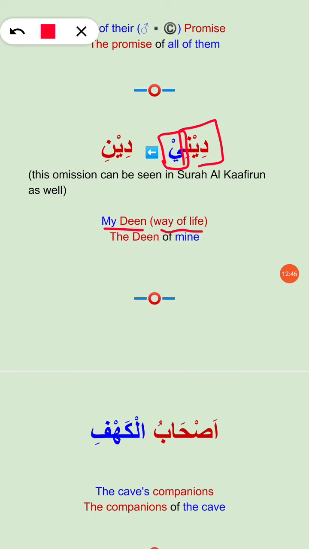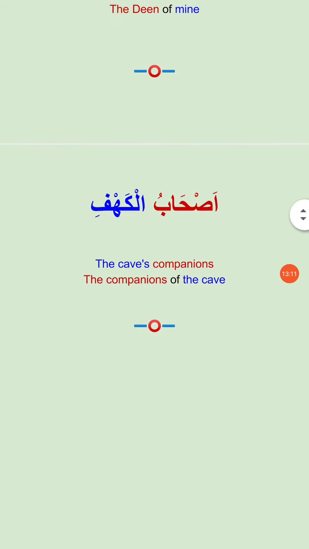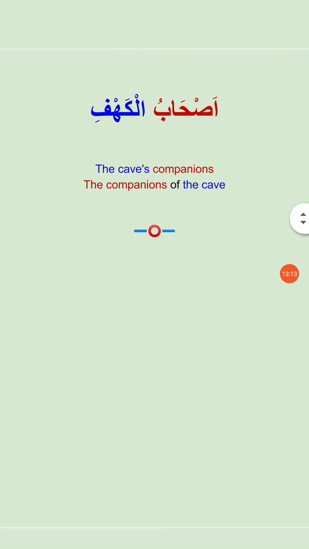Once again, this ya mutakallim gets omitted, and you will find it this way, dini, and this can be seen in Surah Al-Kafirun. Lakum dinakum waliya dini. This is what's written, but actually it signifies this. So this is only something that is done to write easily. That's all.